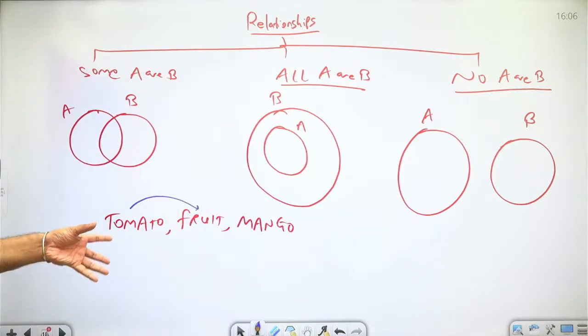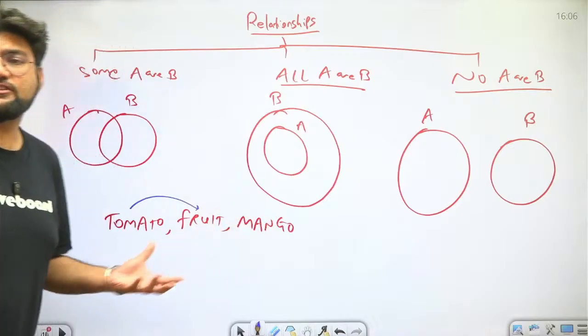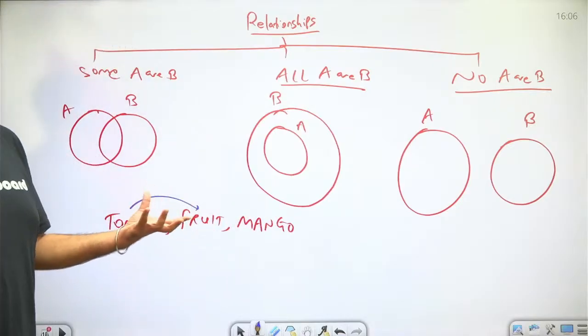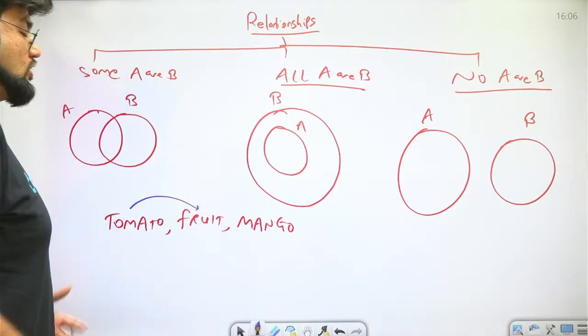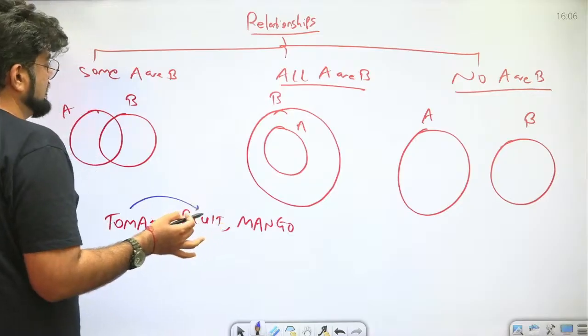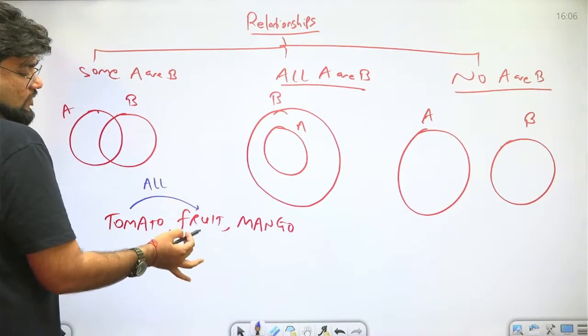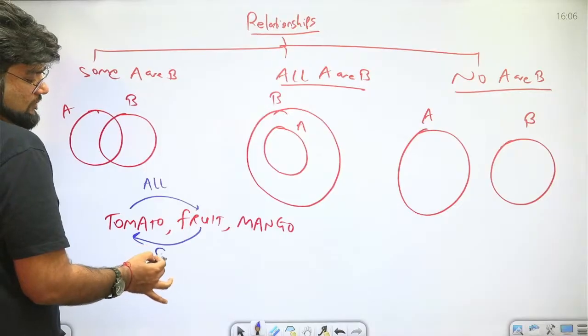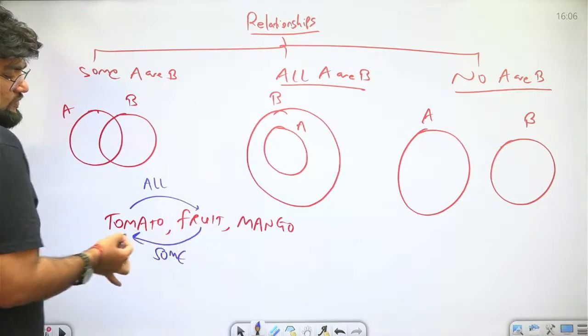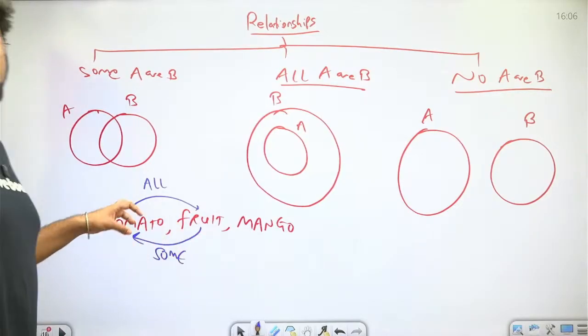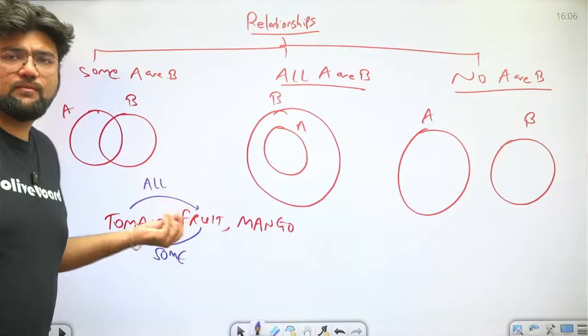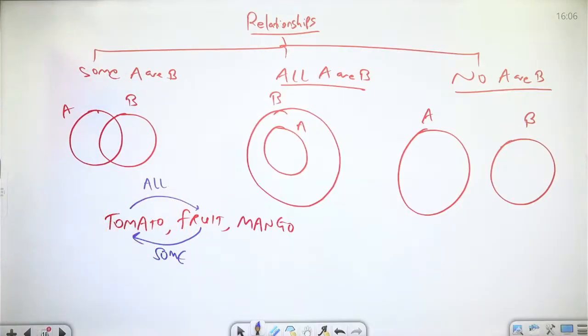A lot of people might not know this. It's a 9th standard biology concept. Tomato comes under the category of a fruit because of the seeds present in it. It's not a vegetable, contrary to popular belief. So all tomatoes are fruits. What about fruits and tomatoes? Some fruits are tomatoes. Not all fruits are tomatoes. So all tomatoes come under the category of fruits, and some fruits will be labeled as tomatoes.